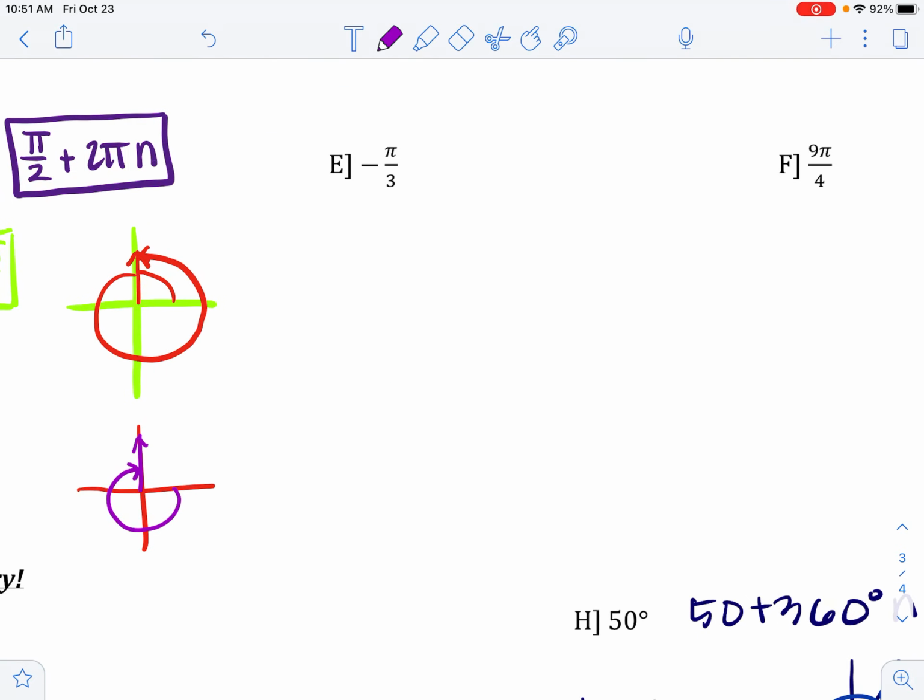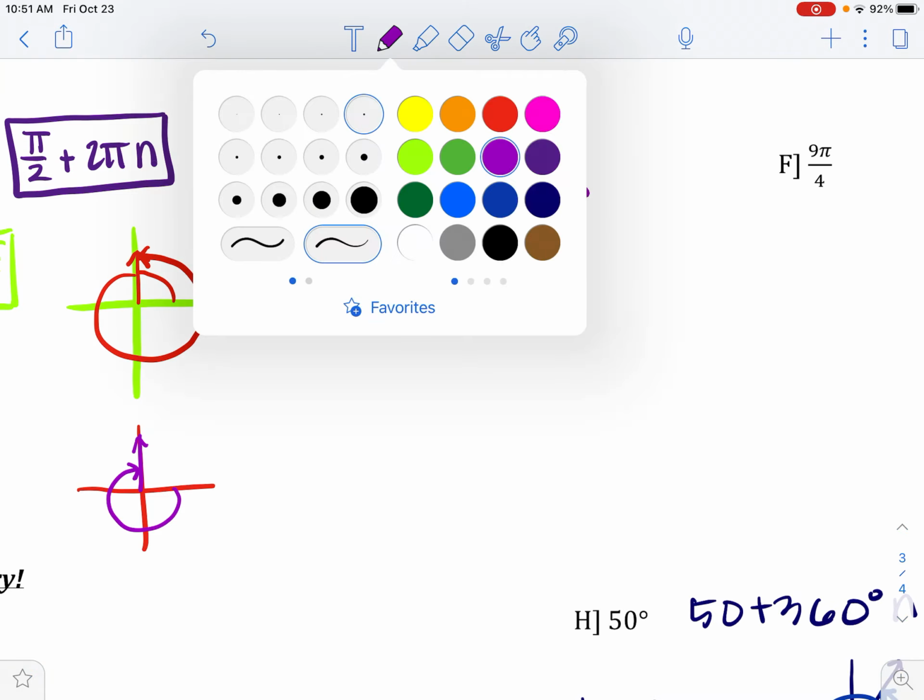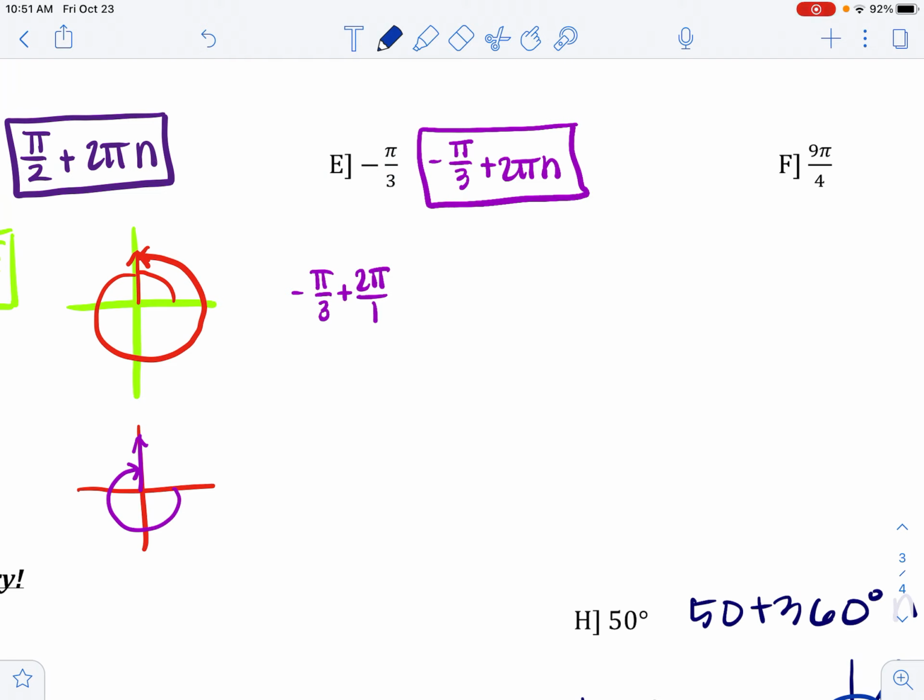All right, next one, negative 3 pi over 2. Any coterminal angle is negative pi over 3 plus 2 pi n. Now I'm going to get a positive angle, so I'm going to have negative pi over 3 plus 2 pi. Put it over 1 to get a common denominator. My common denominator is 3, so I multiply this by 3. So this becomes 6 pi over 3. Negative pi over 3 plus 6 pi over 3 is 5 pi over 3.